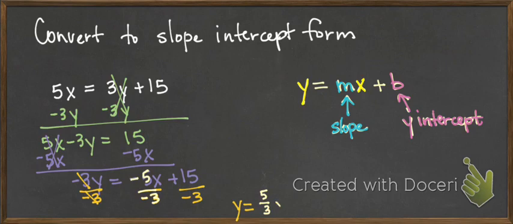Positive 5/3 x. And then positive 15 divided by negative 3 is negative 5. So now I'm in slope-intercept form. I can see my slope is 5/3 and my y-intercept is negative 5.